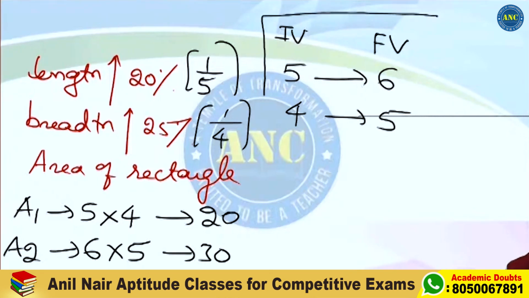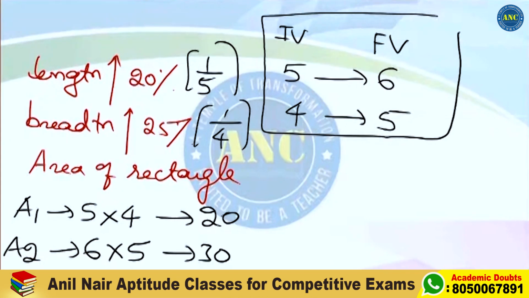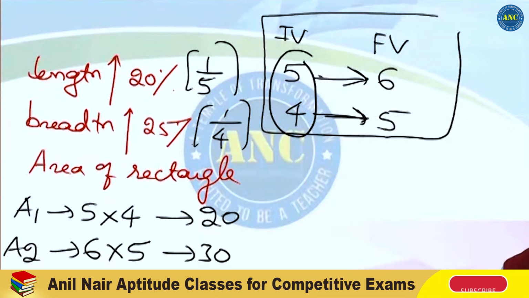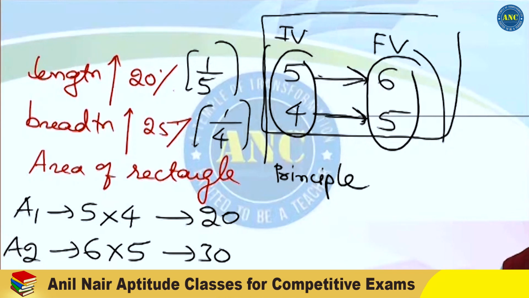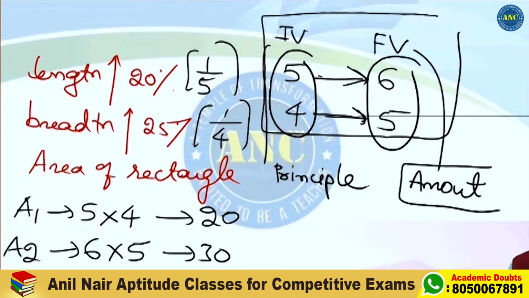What we did in the morning? Then where did we take the change? Then why are you getting that doubt if you have attended? 5 increased by 1, it is 6. 4 increased by 1, it is 5. I am taking initial value here and final value here. Initial value is called the principal. Final value is called the amount. So we are taking principal and amount only. Where is the question of interest?